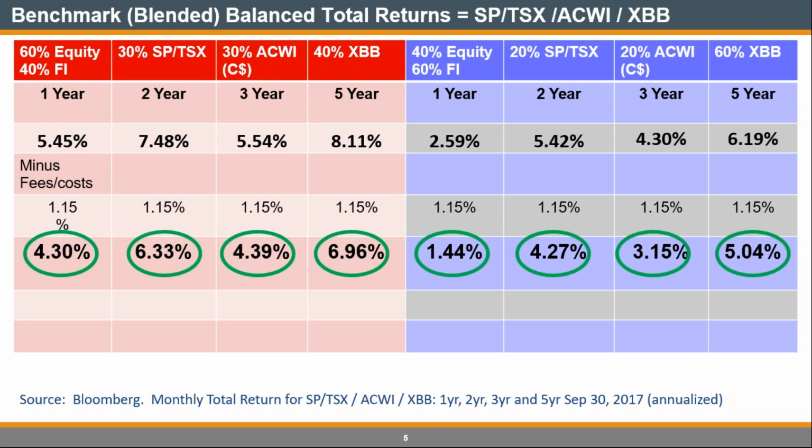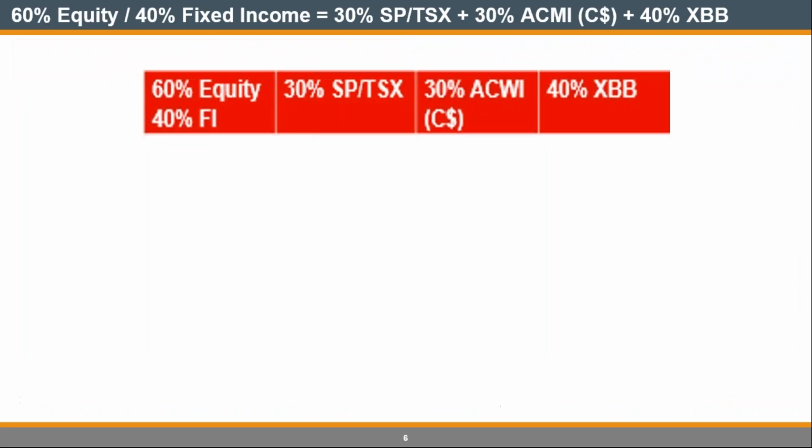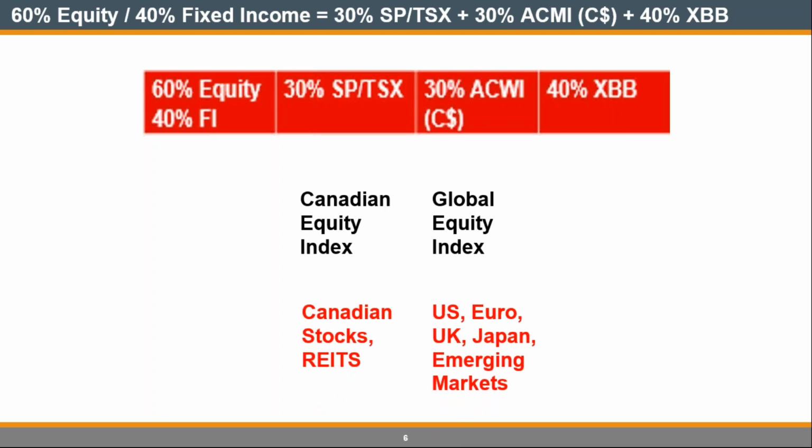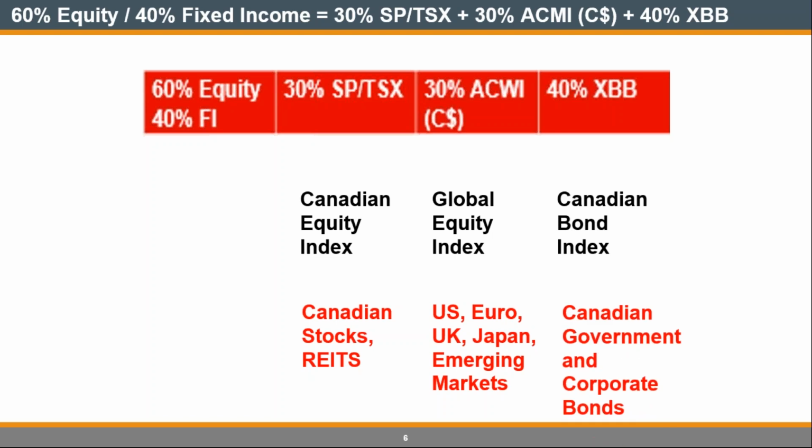This table contains the performance of what we call our benchmark. That is a combination of three indices that resemble the approximate composition of a 60% equity, 40% fixed income portfolio. The 60% equity is 30% of the Canadian equity index, which might resemble the Canadian stocks and REITs in your portfolio, and 30% of a global equity index represented by the All Country World Index, which contains the approximate allocation to international stocks. The 40% is fixed income represented by XBB, the Canadian Bond Index ETF, which contains Canadian government and corporate bonds.